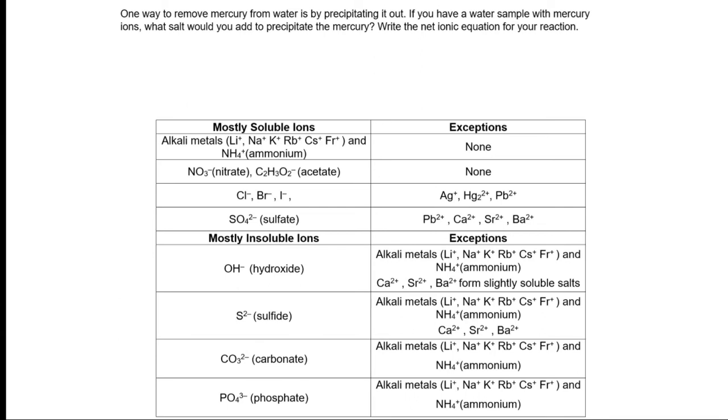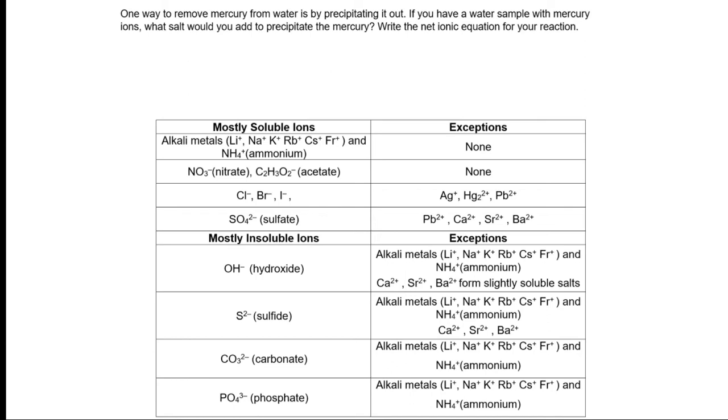This problem reads, one way to remove mercury from water is by precipitating it out. If you have a water sample with mercury ions, what salt would you add to precipitate the mercury? And we want to write the net ionic equation for the reaction.